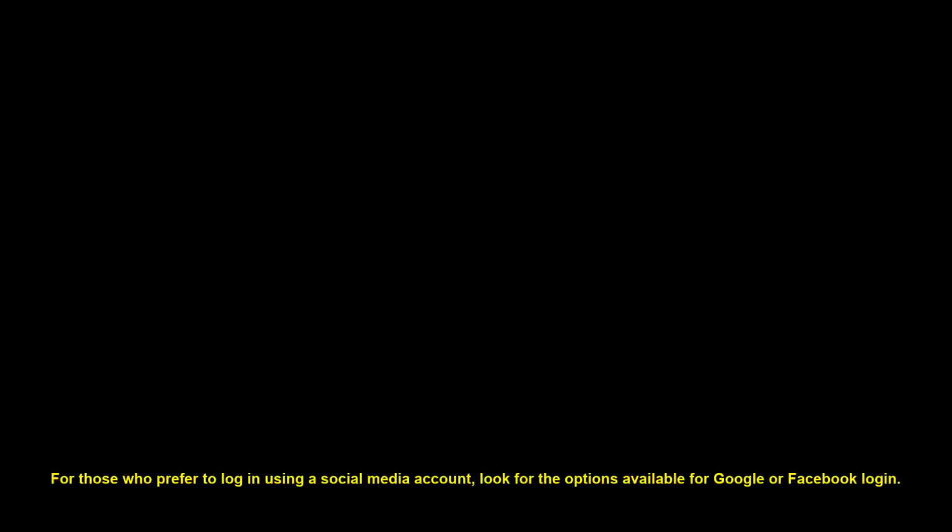For those who prefer to log in using a social media account, look for the options available for Google or Facebook login. Select the appropriate button and follow the prompts to authenticate. Once you have entered your credentials, click on the Login button to access your account. After logging in, you will be redirected to the Toggl Track dashboard. Here, you can view your time entries and analytics.